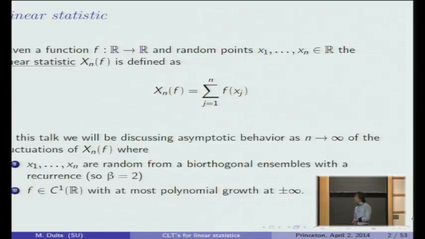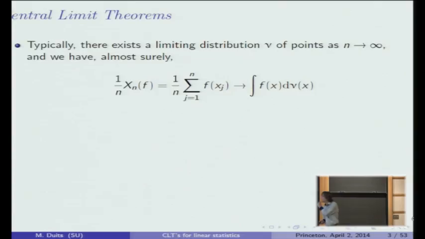In this talk, I'll be interested in the asymptotic behavior, of course, as n goes to infinity, and I will always assume that x1 to xn come from a biorthogonal ensemble, which also means that we are in the beta equals 2 case. For those of you who like general beta, I apologize, but I hope I can make up for it by proving some strong results. Second, I will always assume that my function f is a C1 function with at most polynomial growth at plus or minus infinity. I'll say a few words about it on the next slide.